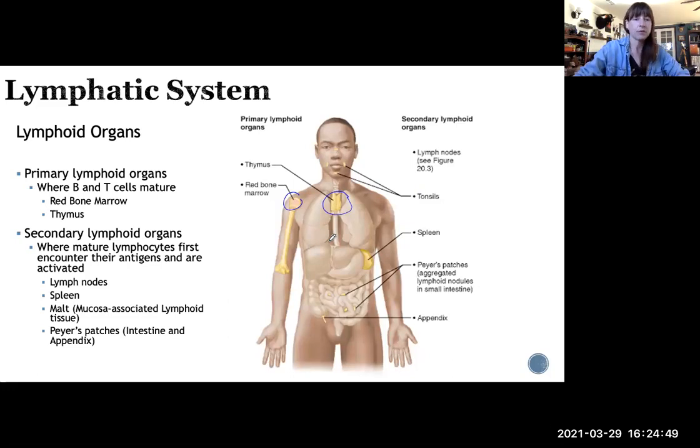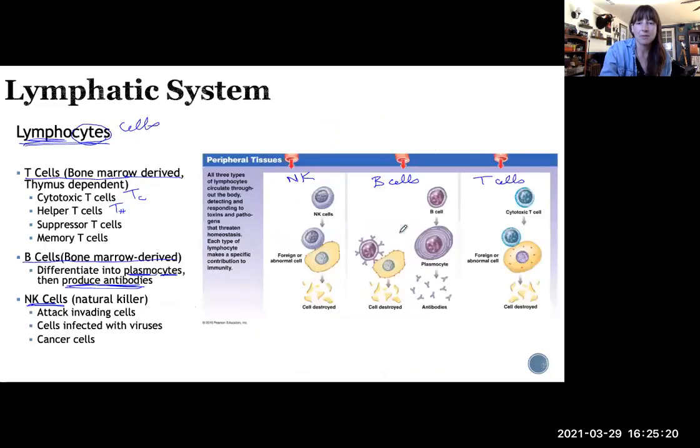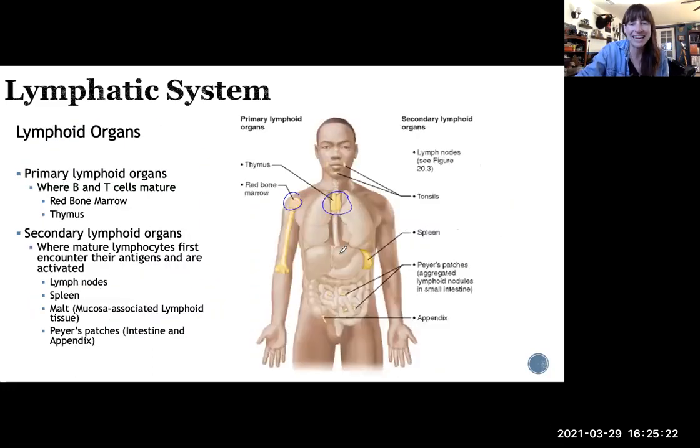Secondary lymphoid organs are places where lymphocytes can be at any given time, with different types in each of these places. Your secondary lymphoid organs include your lymph nodes, which is this system, all these green guys, the little nodules throughout the vessels. Each one of these little nodules is a little lymph node, and they are secondary lymphoid organs. The spleen is also a secondary lymphoid organ. That guy is hanging out over here by your left kidney.